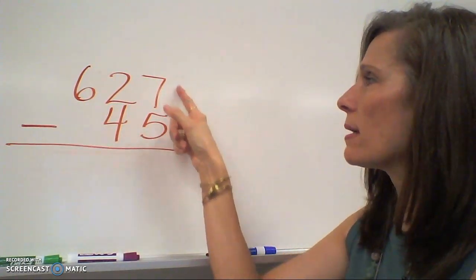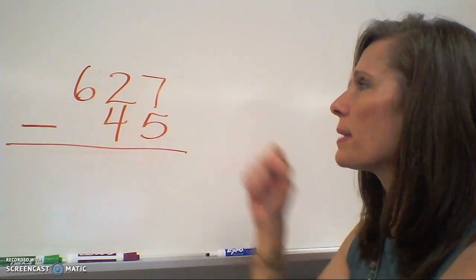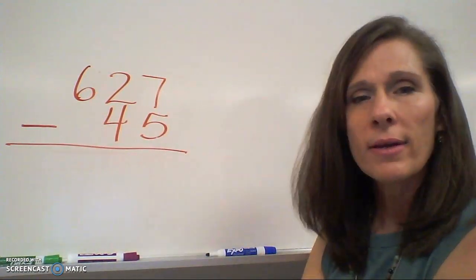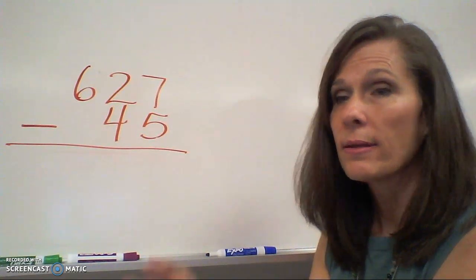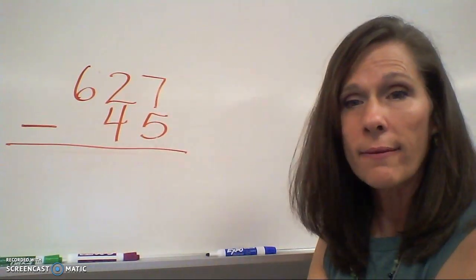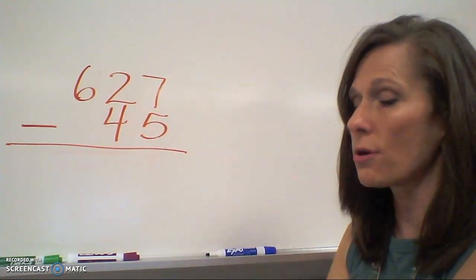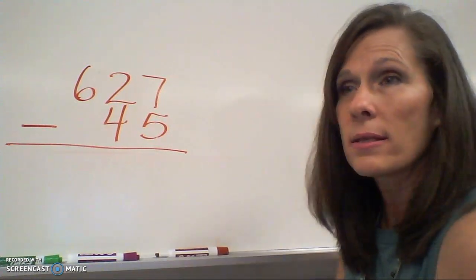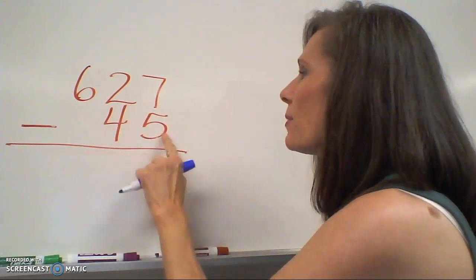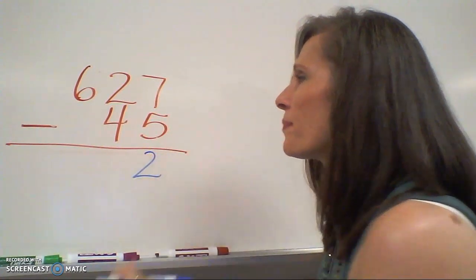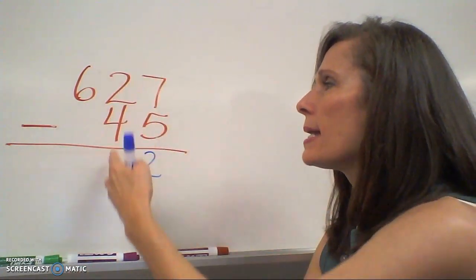So I ask myself, can I do it? I start in my ones place. 7 take away 5. Can I do that? Yes. The 7 is bigger than the 5, right? When there's more on the top, there's no need to stop. So I just subtract. So 7 take away 5 equals 2. Now I go to my tens place.